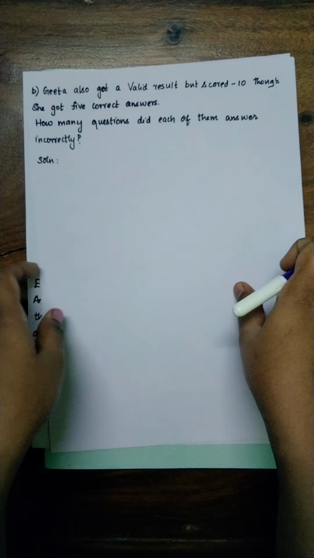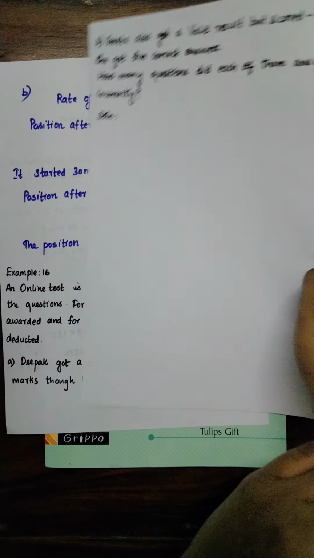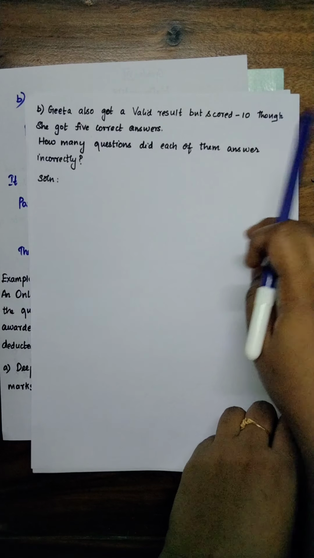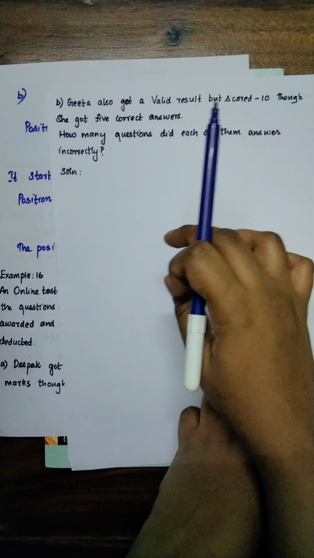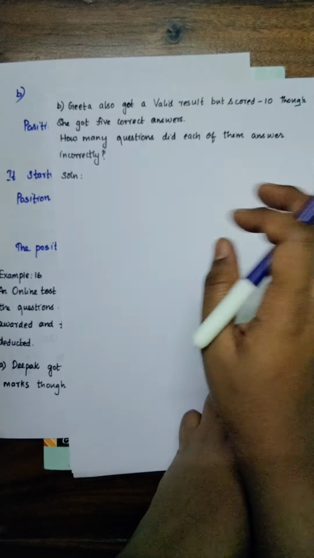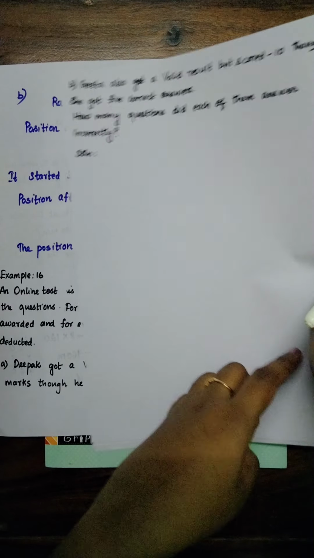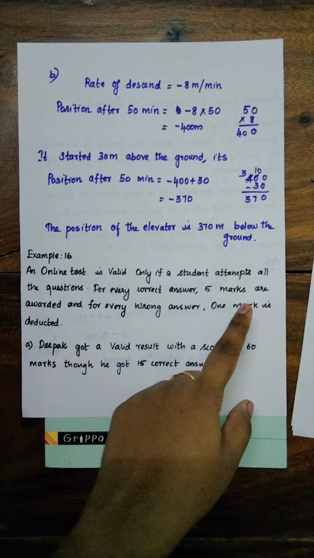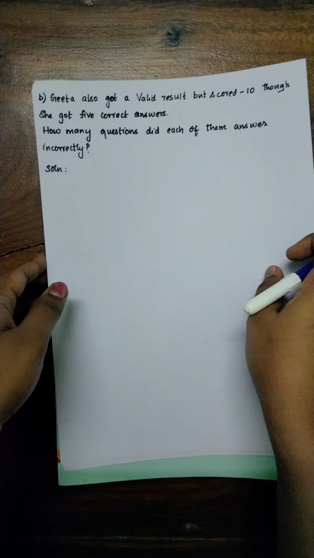First Deepak, second Geeta. Both of them got a valid result. Deepak's score is 60, Geeta's score is 10. Deepak got 15 correct answers, Geeta got 5 correct answers. We are going to find incorrect answers for both of them. The main thing is, for every correct answer they are giving 5 marks, and for every wrong answer 1 mark is reduced. So this is the question. You can start the solution.